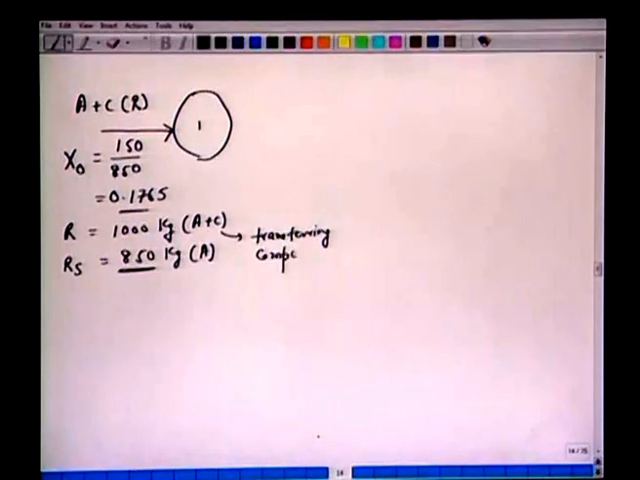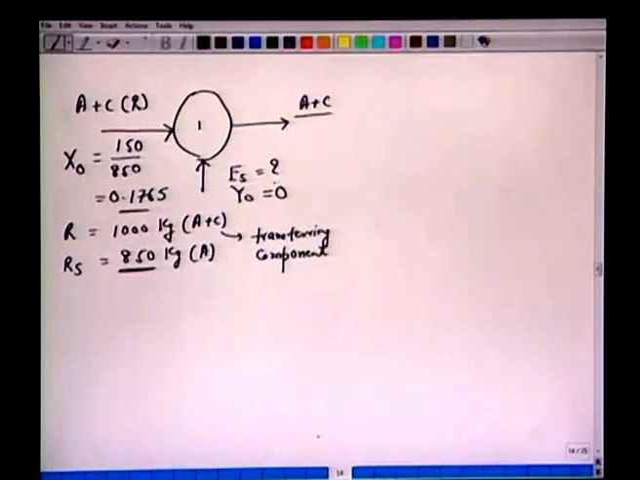Transferring component. We bring in contact with pure solvent ES. There is a question, what is ES? It is a fresh fluid, pure. So, Y0 is 0. After treatment of this A plus C, we have the treated fluid A plus C. Now, the mole fraction is x1. And what is x1?